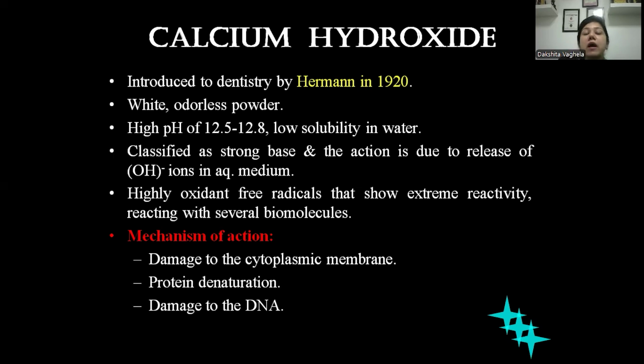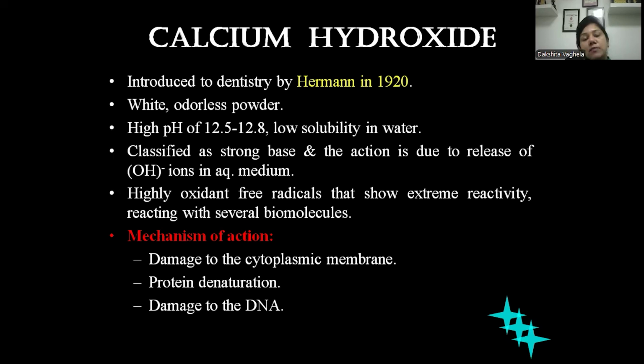So this was introduced by Hermann in 1920. It is a white, odorless powder. The pH ranges from 12.5 to 12.8. It has low solubility in water, and it is classified as a strong base, and the action is due to the release of hydroxyl ions in aqueous medium. These are highly oxidant free radicals that show extreme reactivity, and they react with several biomolecules. Now, the mechanism of action is damage to the cytoplasmic membrane, protein denaturation, and damage to the bacterial DNA. So that is how the calcium hydroxide actually reacts.